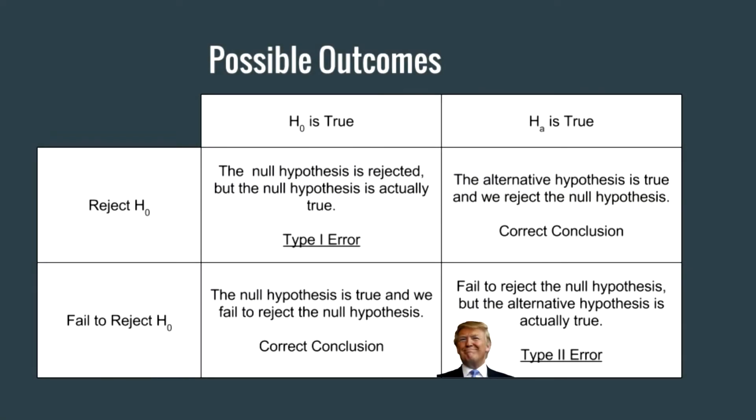In the fourth and final case, we get a type 2 error. This means that we fail to reject the null hypothesis, even though it was actually false, meaning the alternative hypothesis is true. This means we think Donald Trump will win, but he actually loses.